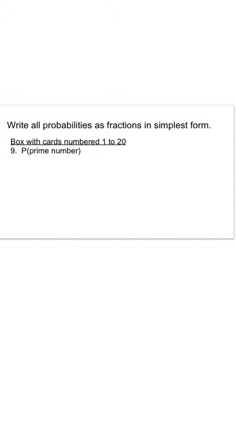Find the probability of picking a prime number. Remember that there are 20 total cards. Prime numbers are all of the numbers that are greater than 1 that cannot be divided by any other number besides 1. So if it has to be greater than 1, it can't be 1. 2 is only divided by 1 and itself. 3 is only divided by 1 and itself.